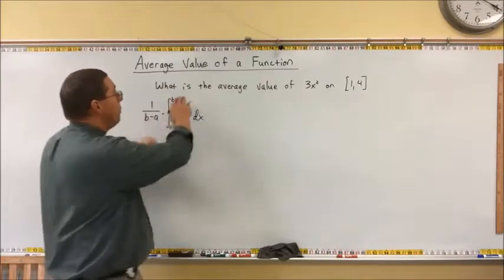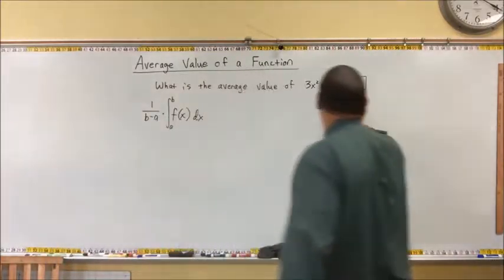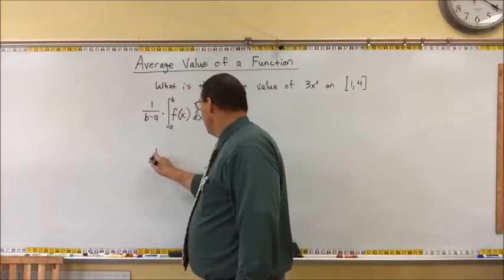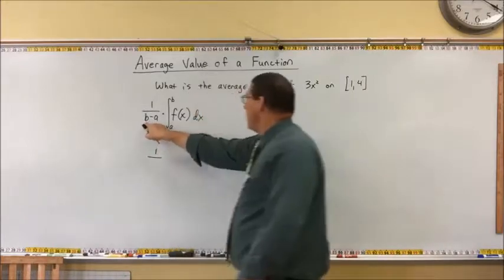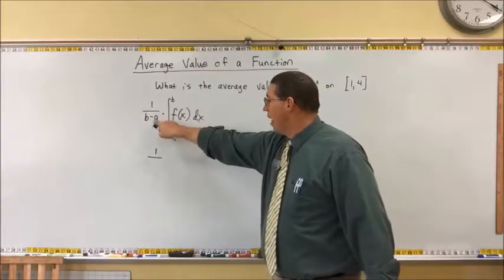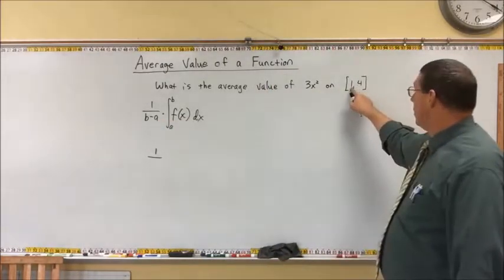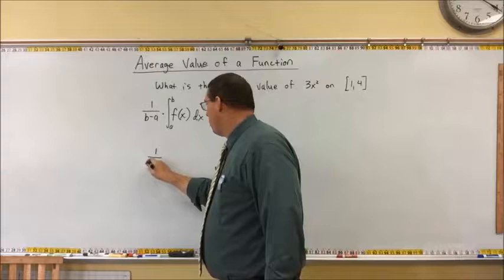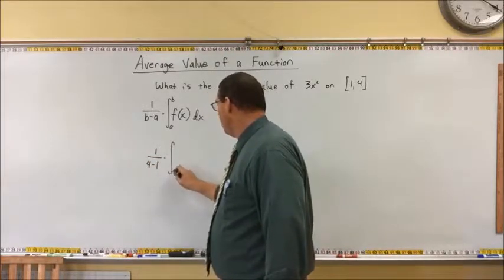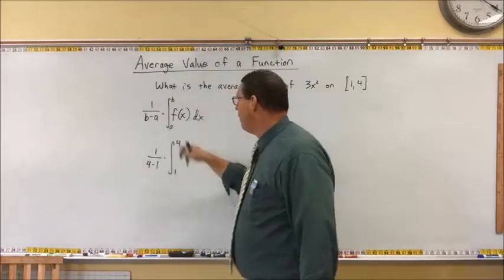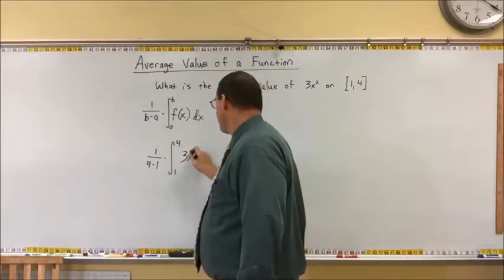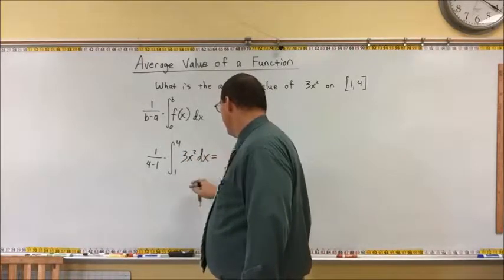So in this case, if we want to know the average value of 3x squared on the interval from 1 to 4, we're going to do 1 over, well, what's b? What's the end of the interval? It's 4. And what's the beginning of the interval? Minus a. A is 1. So it's going to be 1 over 4 minus 1 times the definite integral from 1 to 4 of the function. And what's the function in this case? 3x squared dx.